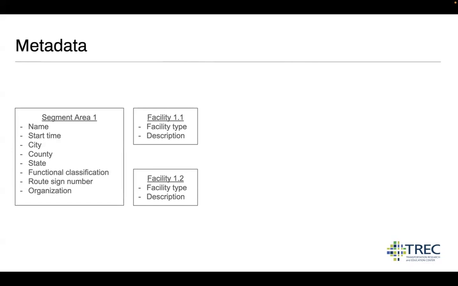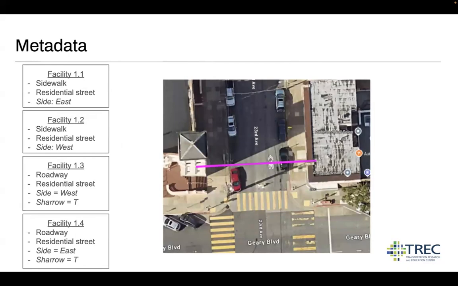There are other attributes that can be included depending on how descriptive you want to be and how granular you want the count data to be. We'll give you a couple of examples. With the San Francisco example, we can identify at least two types of facilities, sidewalks and the roadway. And again, you can add additional information.